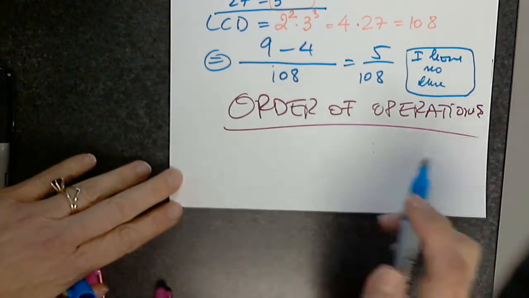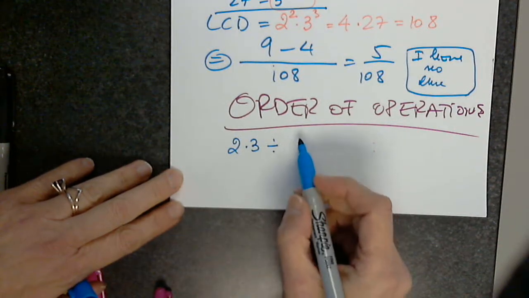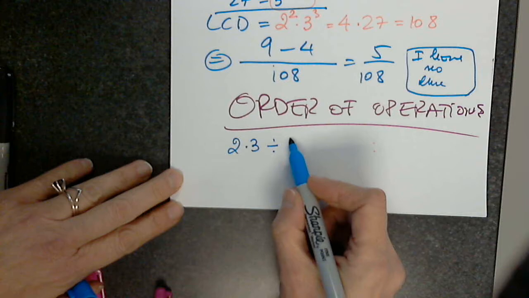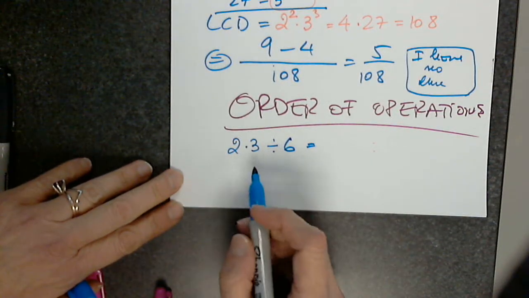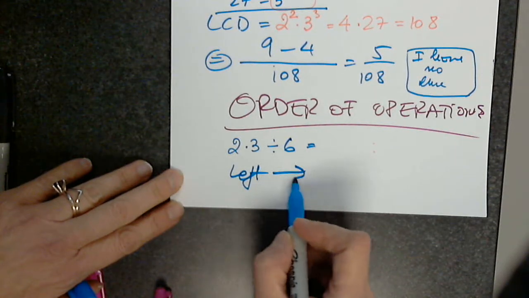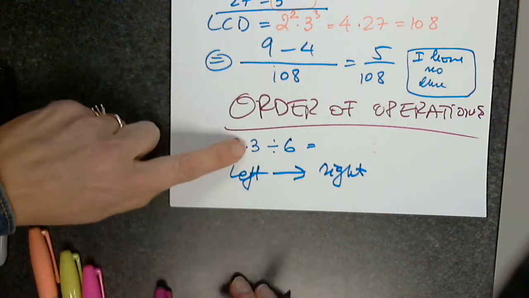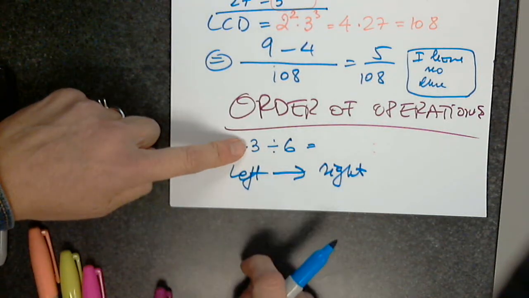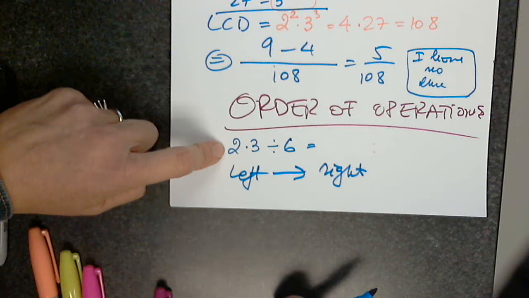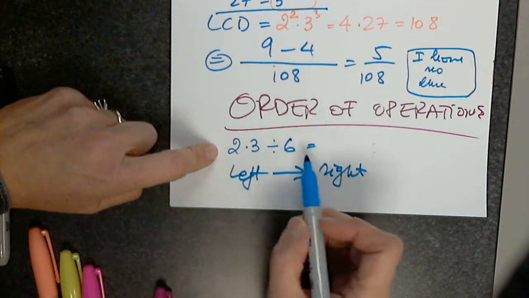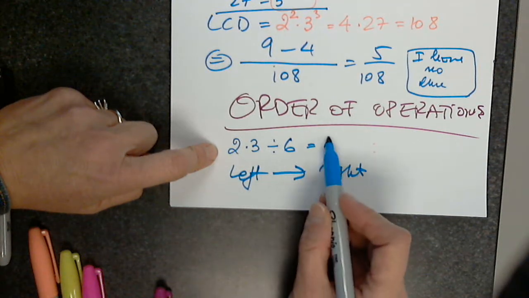So for example, if I have 2 multiplied by 3 and divided by 6, you have to perform the operations from left to right. You can't say, let me divide 3 by 6, I get 1/2, and I multiply by 2. You can't do that. So from left to right means 2 times 3 is 6, and 6 divided by 6 will be 1.